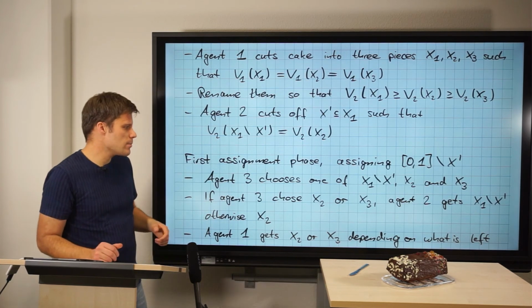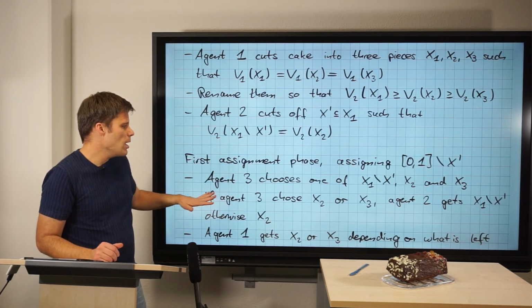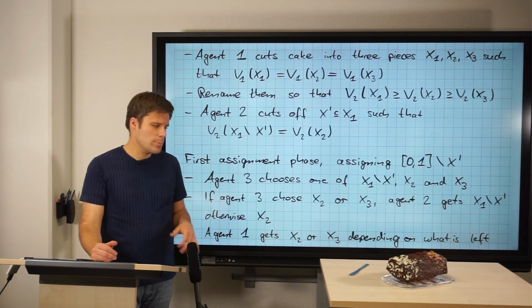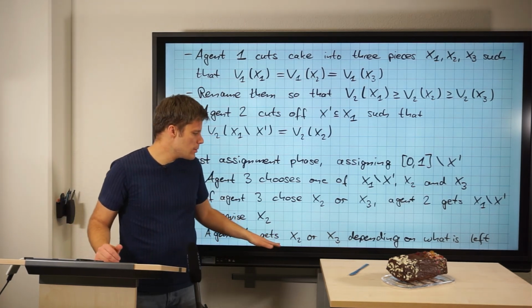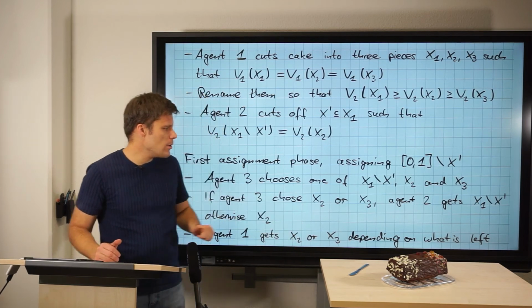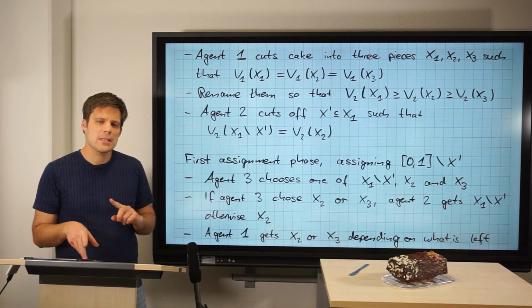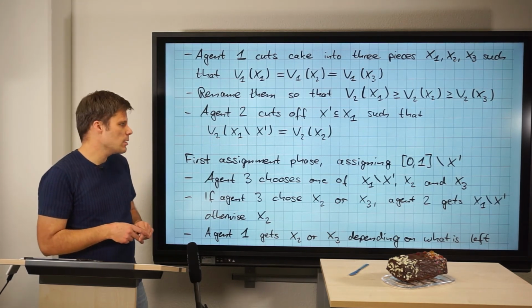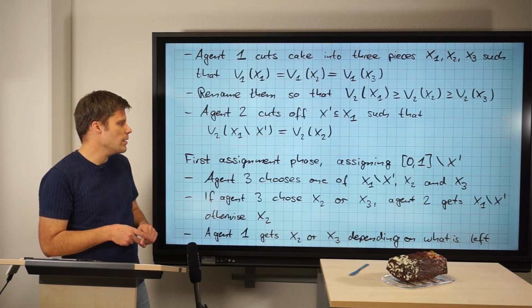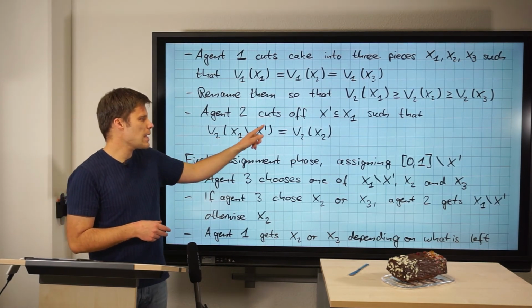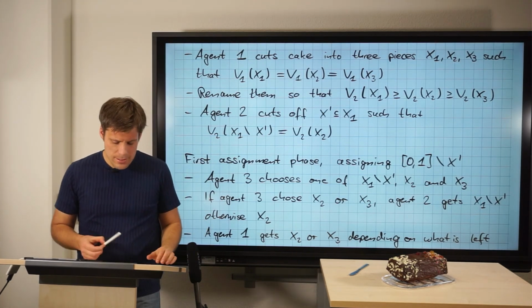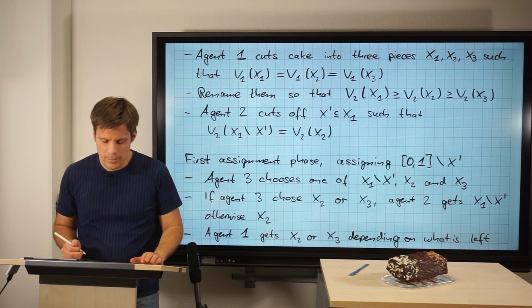So what is now great about this is that agents 2 and 1, regardless of which of the two options they're getting, have the exact same value for these. But there is something that is complicated about this. Namely, there's still this x prime left that we still have to allocate. And for this, we'll now have a second assignment phase.